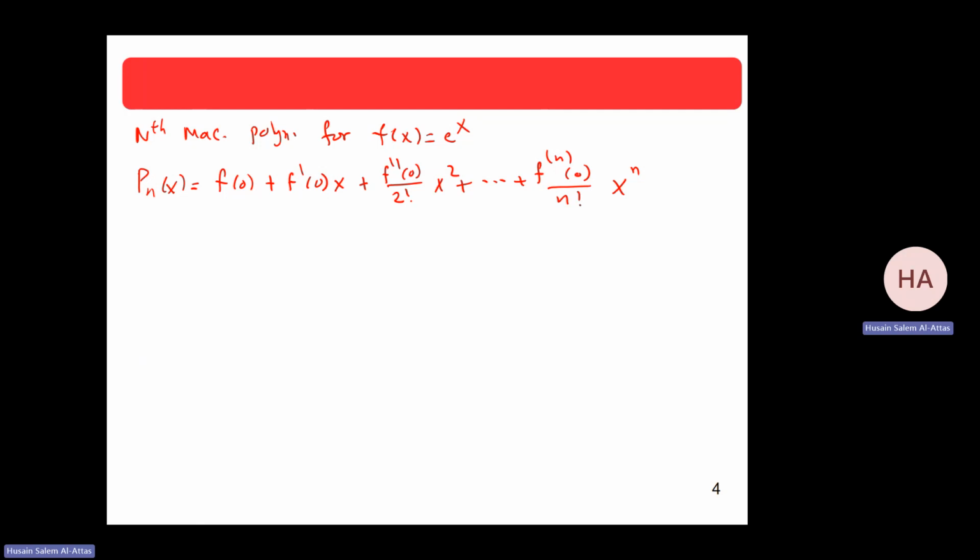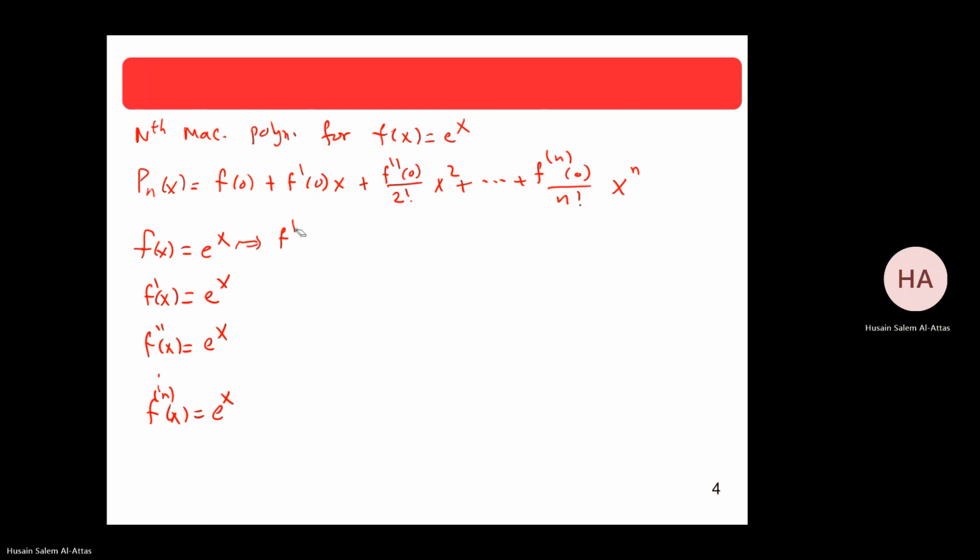Okay. Now, this is my f of x. What is f prime? e to the power x. Second derivative, e to the power x. The nth derivative, very clear, e to the power x. Great. So, what will be f at 0? F of 0 is 1. F prime at 0, also 1. F double prime at 0, also 1. The nth derivative at 0, also 1.